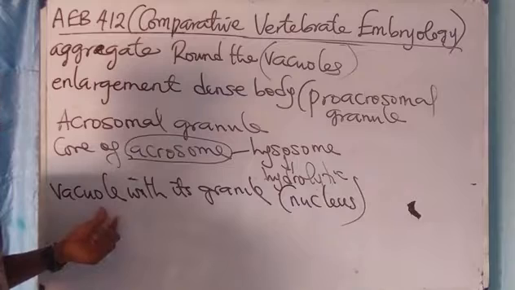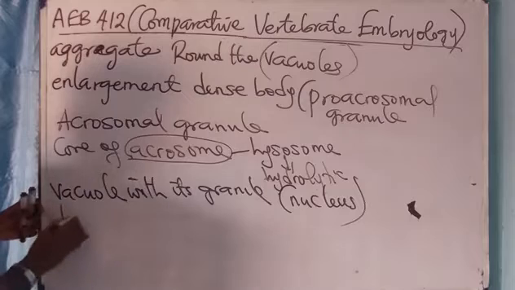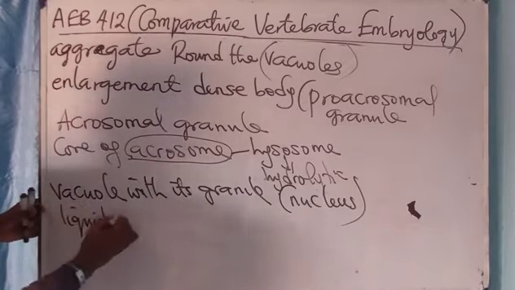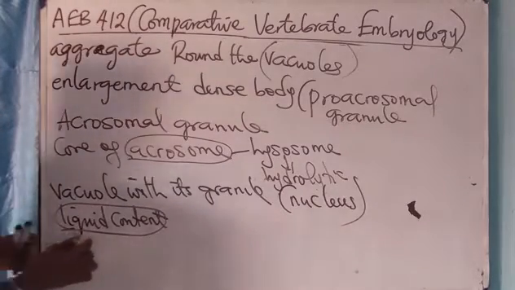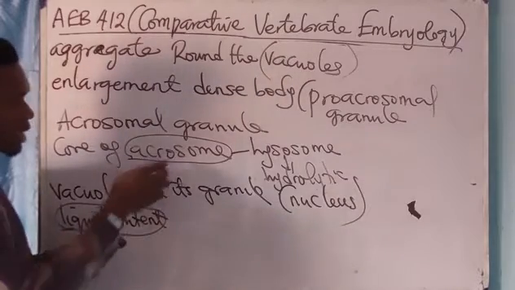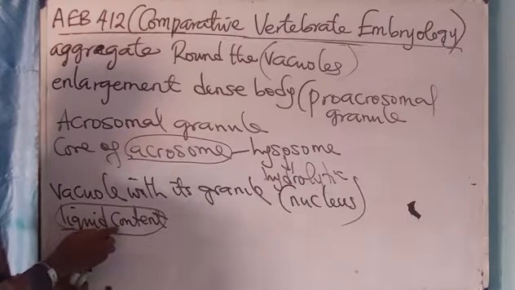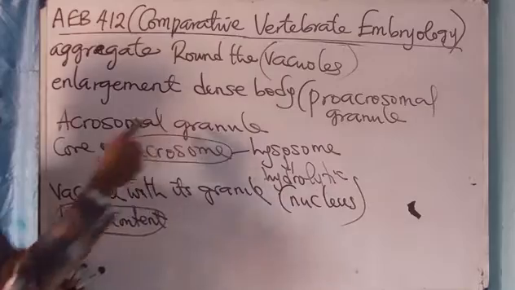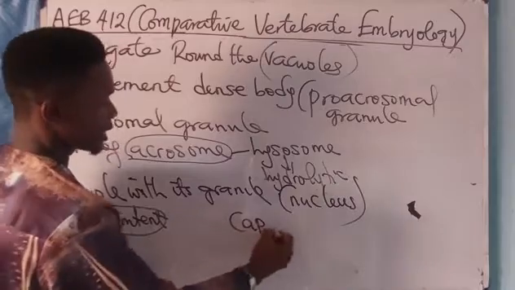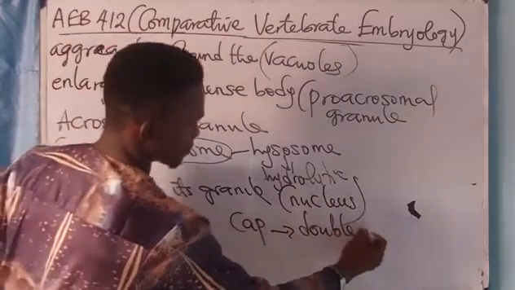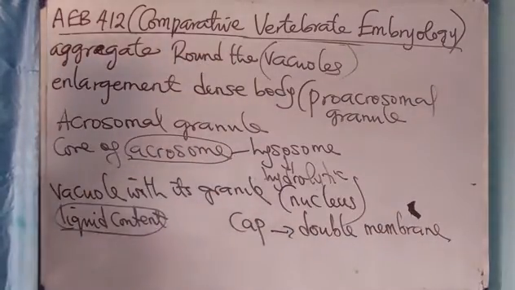Now, the vacuole will increase and will lose its liquid contents. As soon as it loses its liquid content, what happens? It will spread and cover this granule. As soon as it loses its liquid contents, it will spread and cover what? The granule. Meanwhile, half of this nucleus is now covered by what is called the cap. The cap is what? A double membrane.